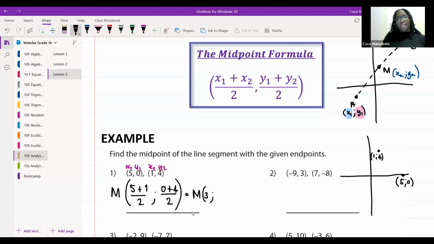What about this other side? 0 plus 4 divided by 2. 4 divided by 2 gives you 2. Excellent, which gives me 2. What that tells me is that if I draw a line between these two, the midpoint between these two is the coordinate 3 and 2. Oh, look at that. Making sense?